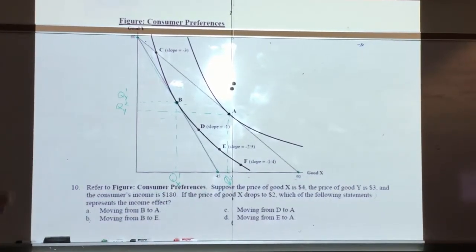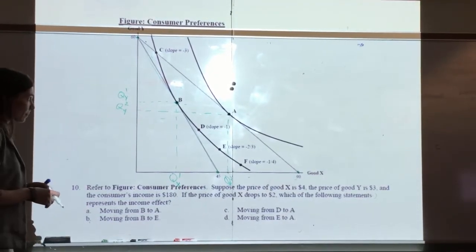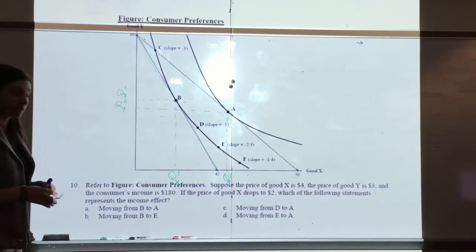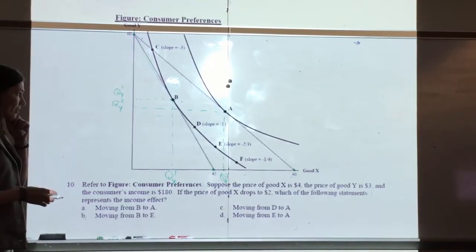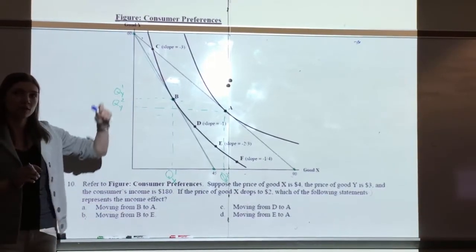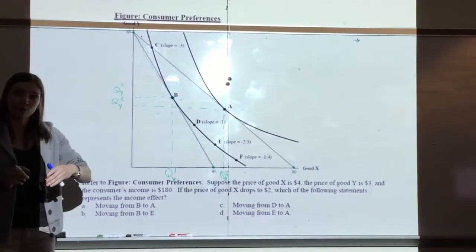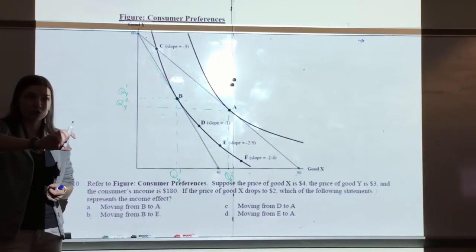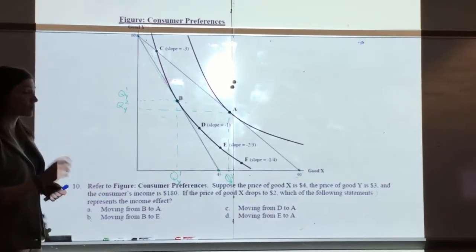All right. Which of the following statements represents the income effect? What do you think? E to A. Sorry? E to A. That will be correct. So we know the substitution effect is moving along the same indifference curve to a point where the slope is going to be the same as the slope of the new budget line. So which then represents the substitution effect?